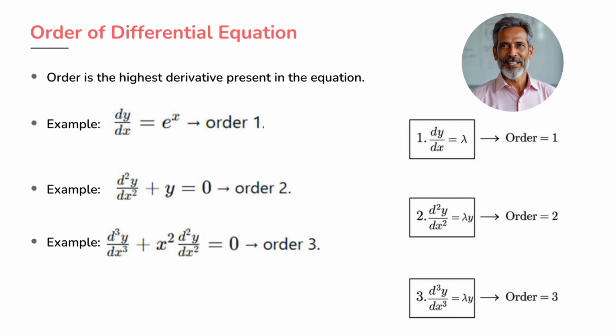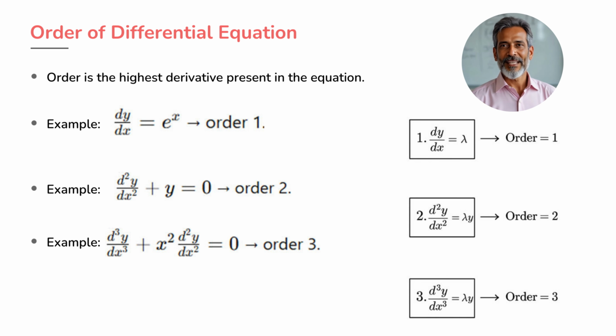Now comes the concept of order. Order means the order of the highest derivative present in the equation. Let's test this with examples. Example 1. dy by dx equals e raised to the power x. The highest derivative is first order, so the order is 1.